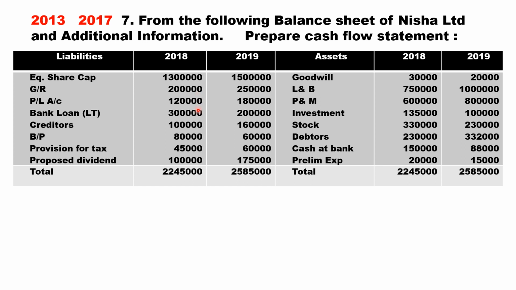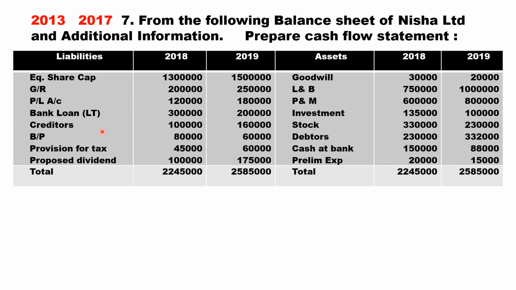PL account, last year 1,20,000, current year 1,80,000, which indicates that the net profit is 60,000. Bank long term loan, last year 3 lakh and current year 2 lakh, which indicates that the loan is repaid to the extent of 1 lakh, finance activity.